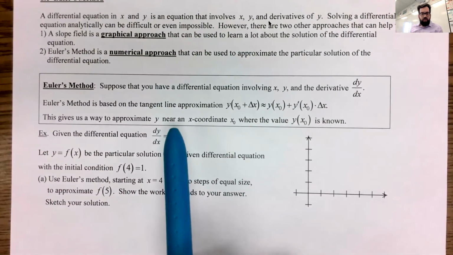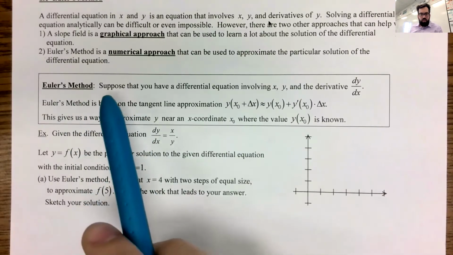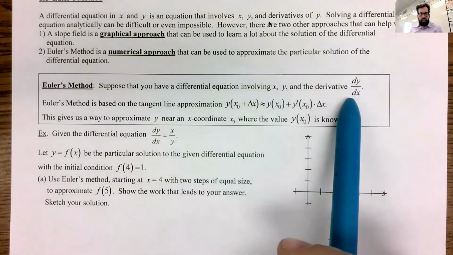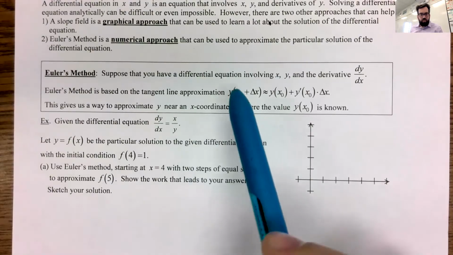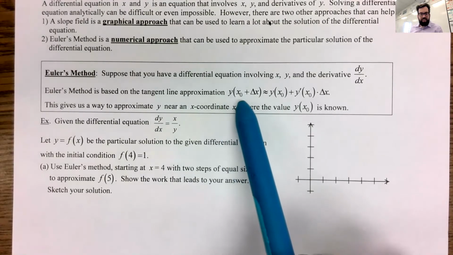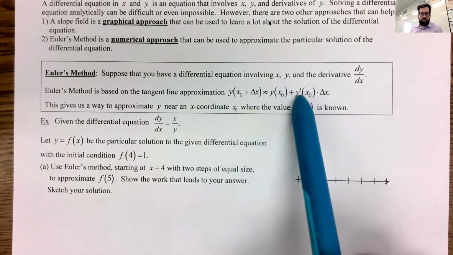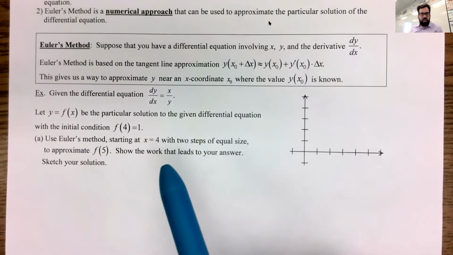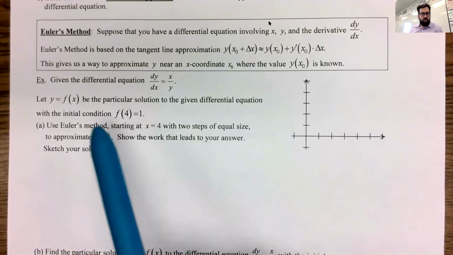Euler's method. Okay, so we're going to go through exactly what all this means, but first I'm just going to read you the definition. Suppose that you have a differential equation involving x, y, and the derivative dy/dx. Euler's method is based on tangent line approximation. y(x₀ + Δx) is approximately y(x₀) + y'(x₀)·Δx. That's a little complicated. It'll make sense as we go. Let's just skip ahead to example 1.